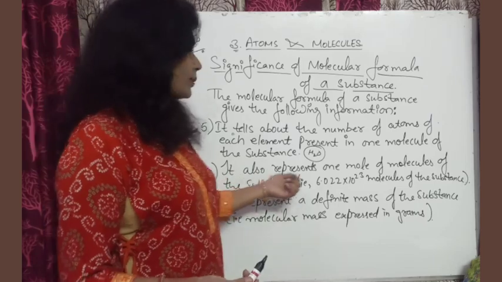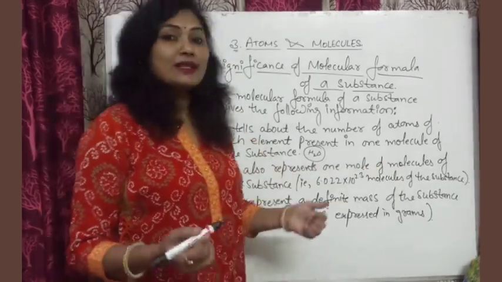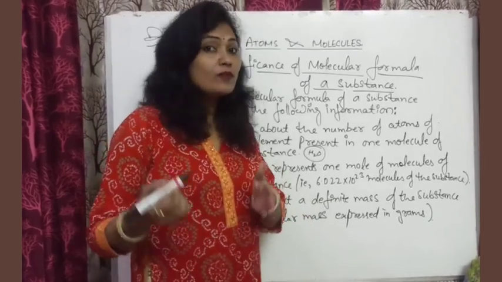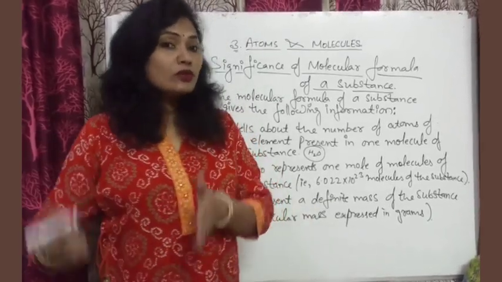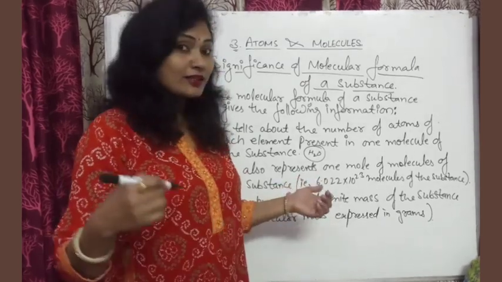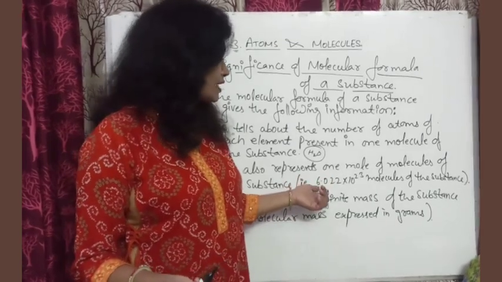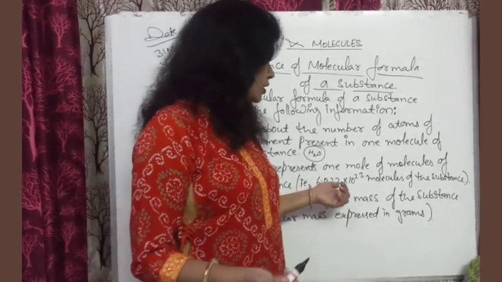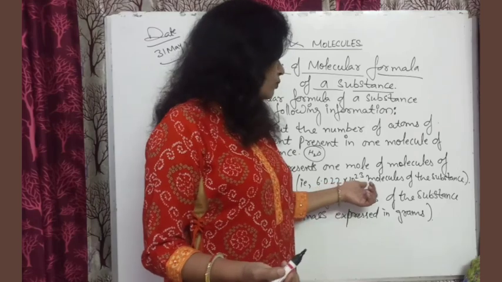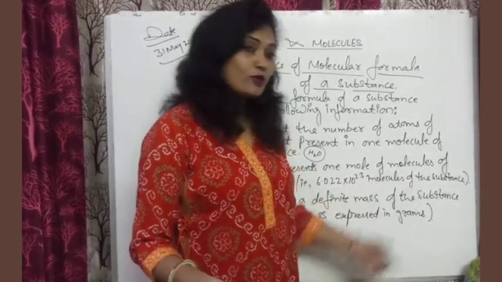Now it also represents 1 mole of the molecules of the substance, that is, 6.022 into 10 to the power 23 molecules of the substance. We have taken the example of H2O. So it represents 6.022 into 10 to the power 23 molecules of water. You can write that.